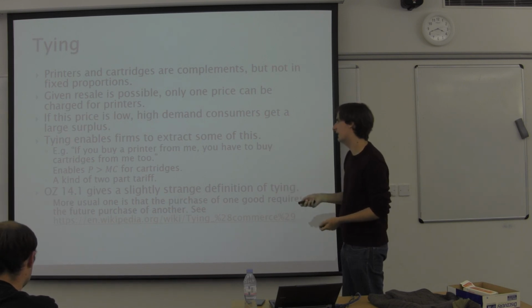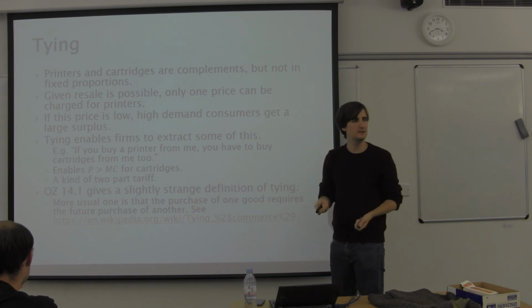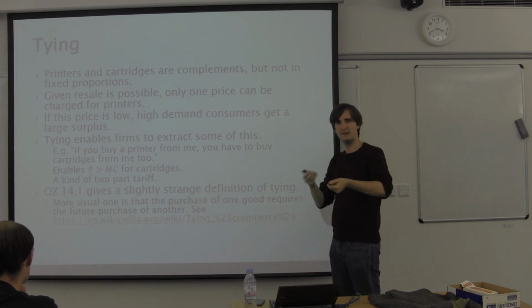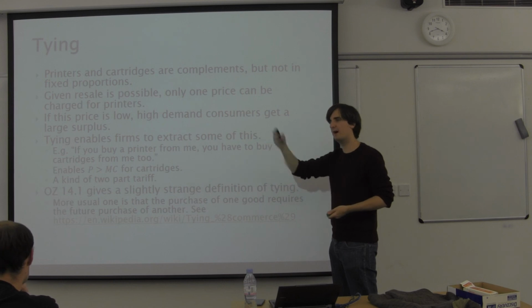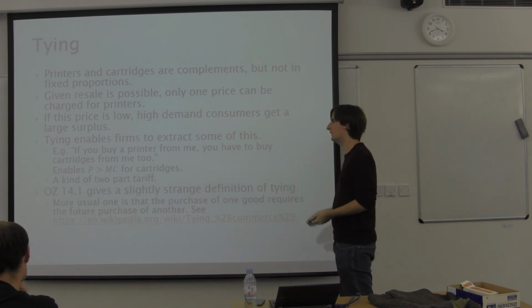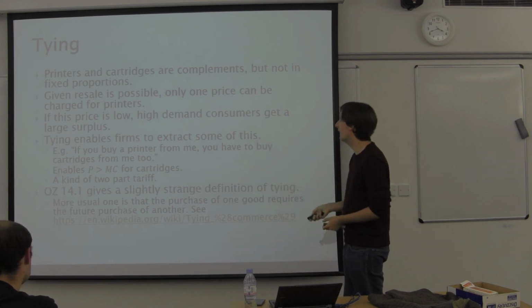Okay, so that's what I'm sort of saying here. It's a bit like a 2-part tariff, right? You're paying something fixed, which is getting a printer, and then you pay something marginal, which is the ink cartridges for each thing you print.